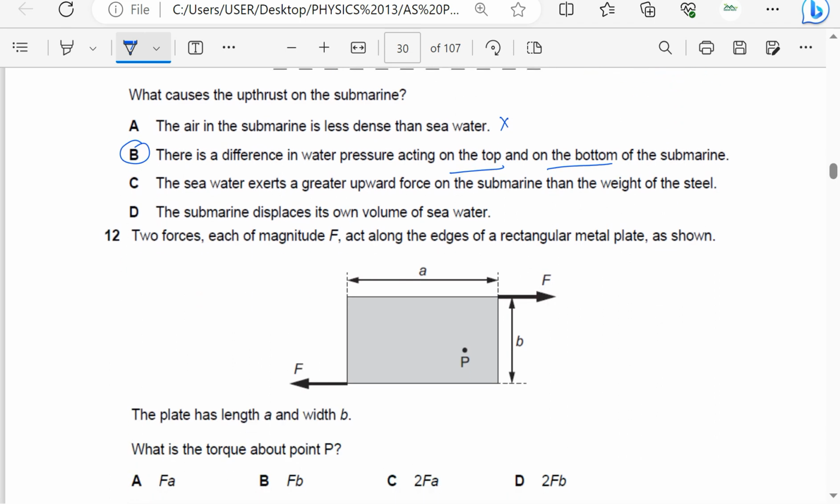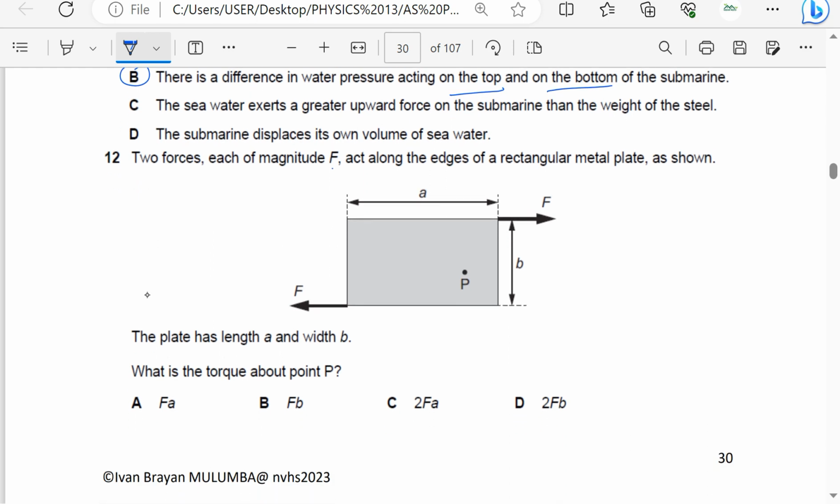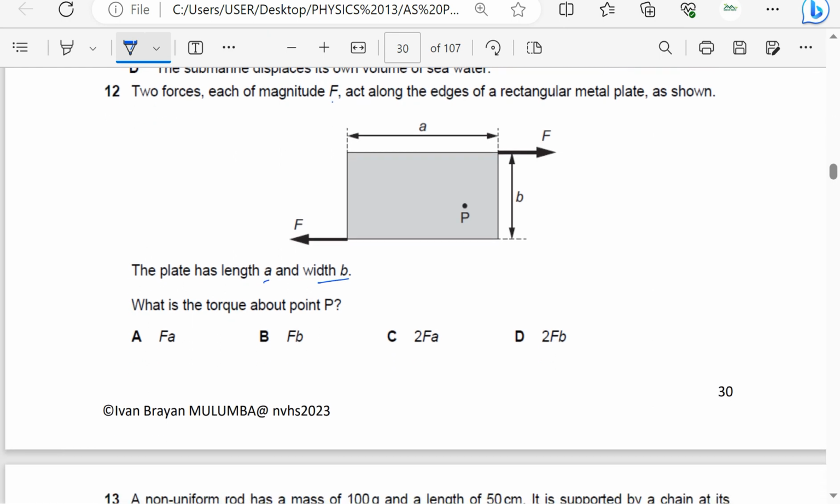Two forces, each of magnitude F, act along the edges of the rectangular metal plate as shown. The plate has length A and width B. What is the torque about point P? We want torque about point P. So these are forming a couple.